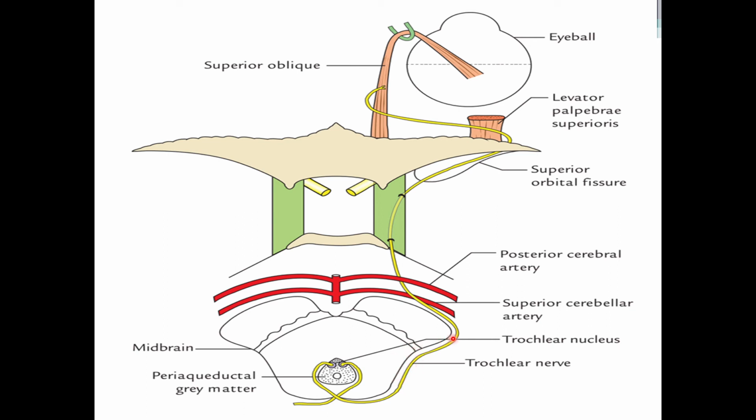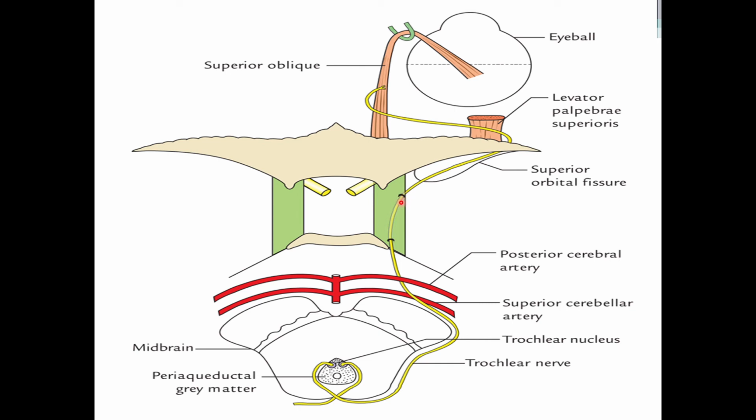Passing laterally to the crus cerebri, it passes between two arteries: the superior cerebellar artery and the posterior cerebral artery. Then it enters the interpeduncular cistern and passes towards the cavernous sinus. By piercing the roof of the cavernous sinus posteriorly, it lies between the oculomotor and the ophthalmic nerve, in the lateral wall of the cavernous sinus.